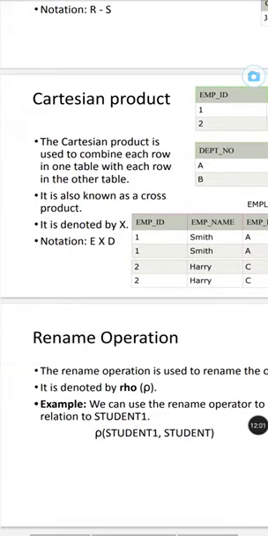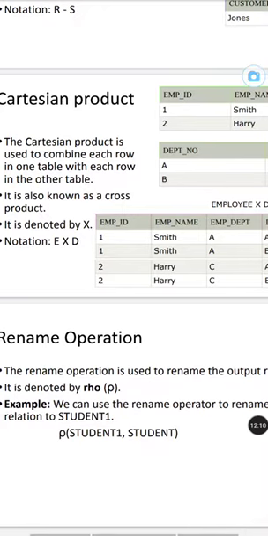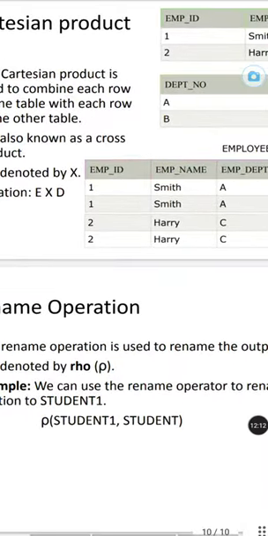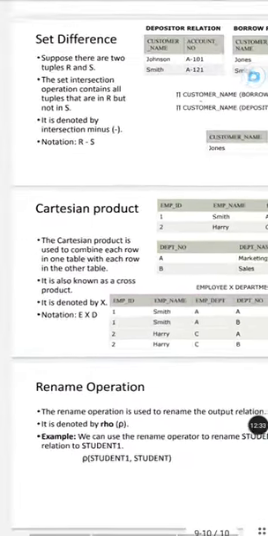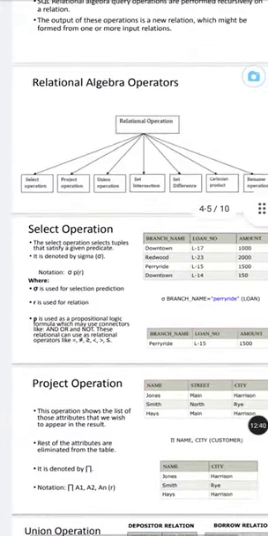At last there is the rename operation, which helps in renaming a table from one name to another name. Consider here the existing table name is student. We are using the symbol rho of student1, student. So the left side student1 is the new table name. You have to mention what the new name is going to be, and then enter the old table name for which table you are going to change the name. So this is the entire concept of relational algebra with its various operators.